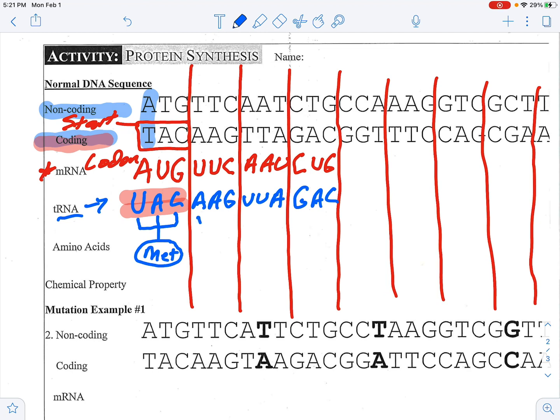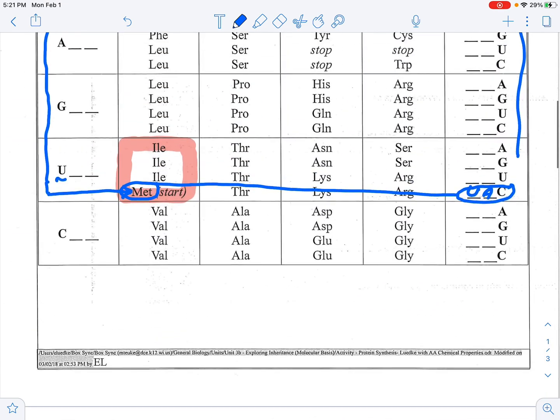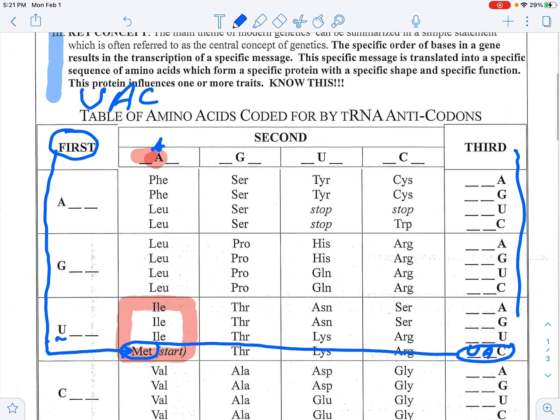All right, so here we will do another example. Our next transfer RNA has the anticodon of AAG. So we go back to our table. We have the sequence of AAG, and we want to figure out which amino acid that codes for. Again, I'm going to go down until I get to my first letter, A. So now I know that I'm going to be somewhere in this row.